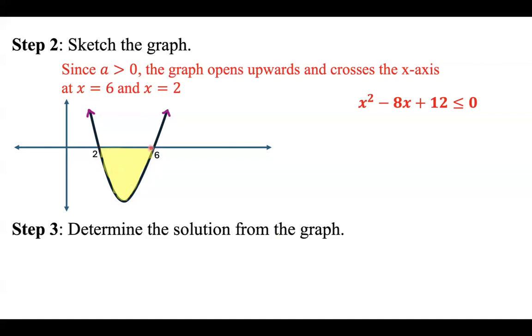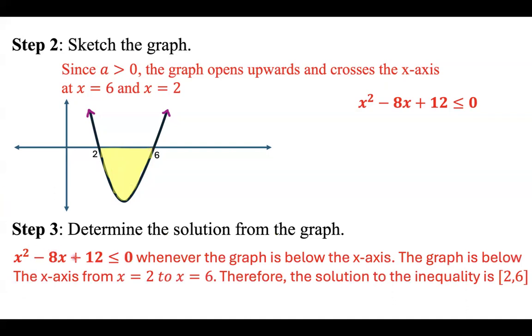So that means x squared minus 8x plus 12 is going to be less than or equal to 0 whenever the graph is below the x-axis, right? This is my x-axis. The graph is below the x-axis from 2 to 6, and therefore the solution to the inequality would be from 2 to 6. This is how you write the solution in interval notation.